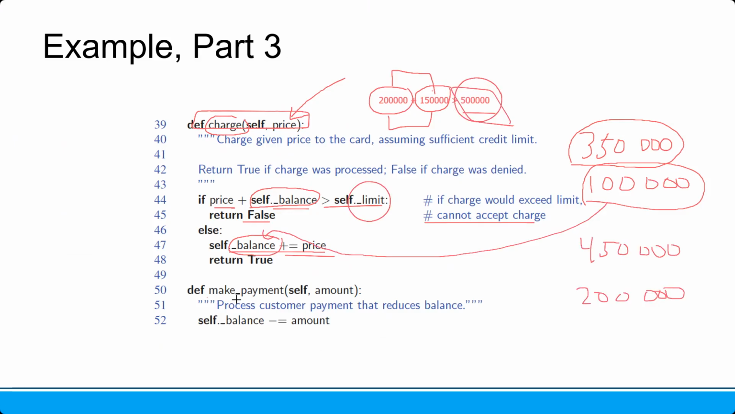And then the make payment. The make payment means I want to reduce the balance. So I have the credit. Let's say now my balance is 34 for this month. Then it means I need to pay this one at the end of the month. I need to pay this balance so that the balance will become zero. So I can use the credit card next month. So this is the meaning of the make payment.